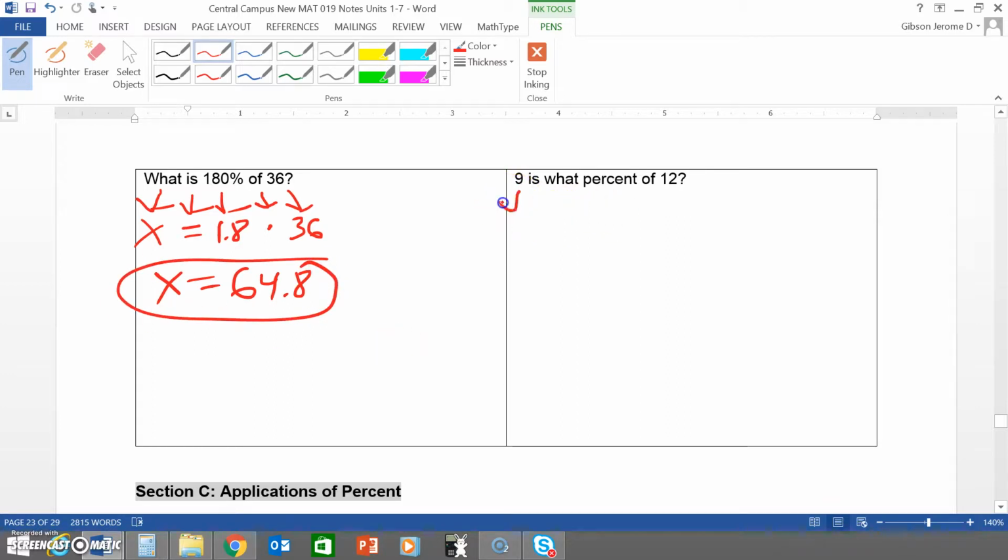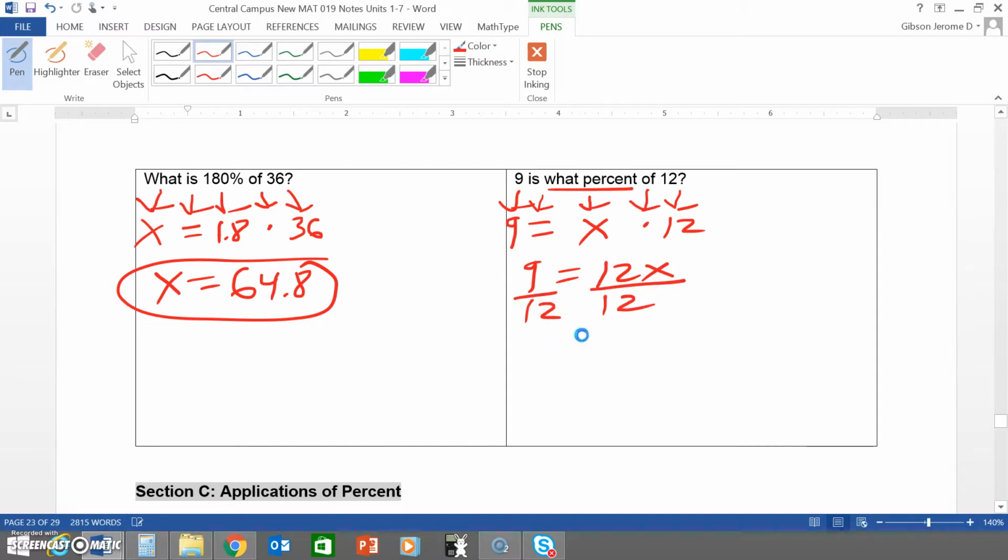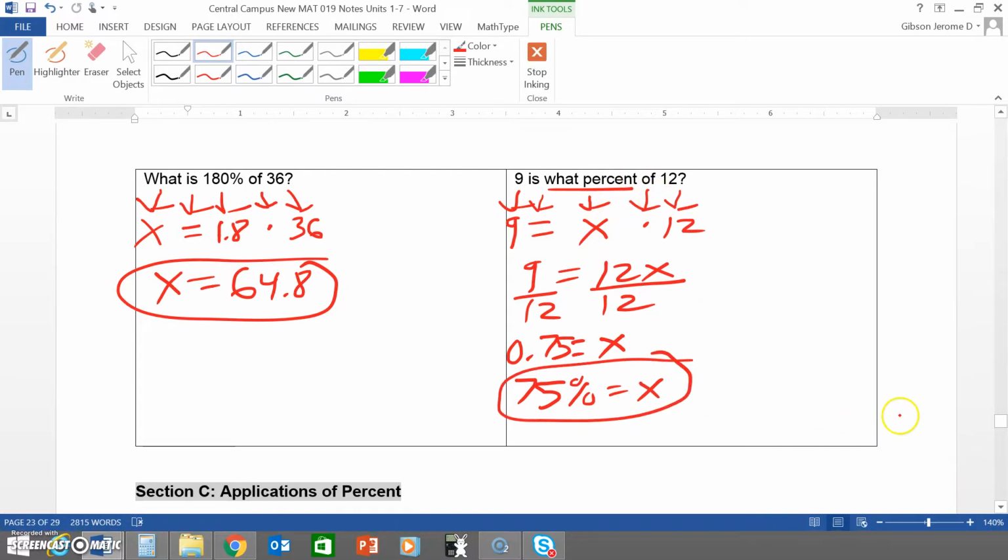Now, we come here. We have 9 is, means equal. Now this, we have what percent, which is x. Of means multiplication, and 12 is 12. So it'd be 9 is equal to 12x. Divide each side by 12. Now, if you put this in your calculator, 9 divided by 12 will give you 0.75, and that'll be x. Now, they ask us what percent, so we have to change this decimal to a percent, and it'll be 75% is equal to x. So we got to be very careful with the language we have here.